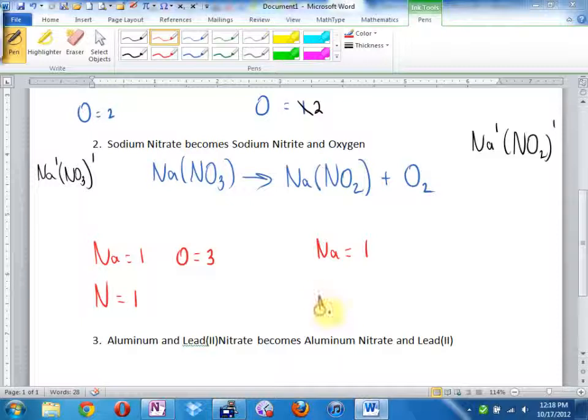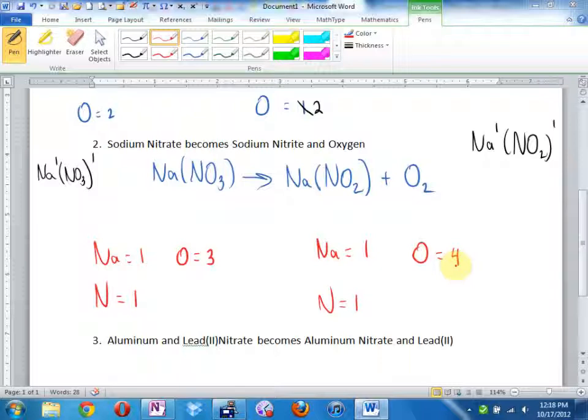So I'm going to do my N's next. How many N's are there? 1. 2? 1, isn't it? How many O's are there? 4. Let me make sure I got this equation correct, Mr. Dewick. Where did I steal this from? NaNO3, NaNO2 plus O2. Woohoo, I got it right. All right. Hey, what's unbalanced? Only one thing. Which one?